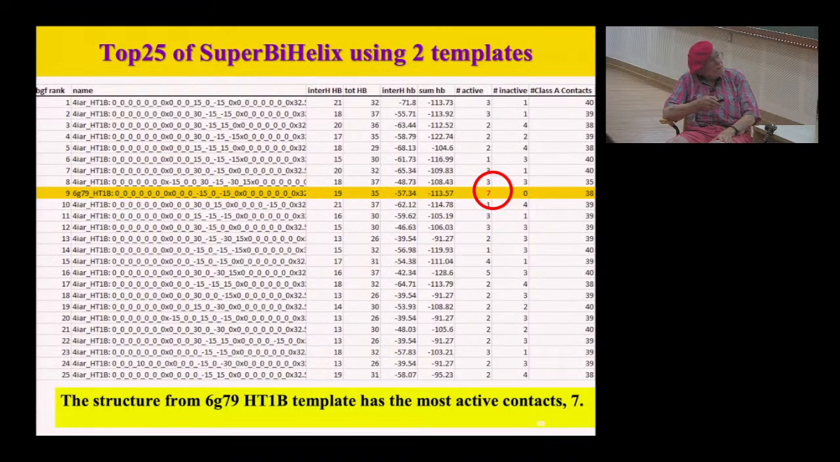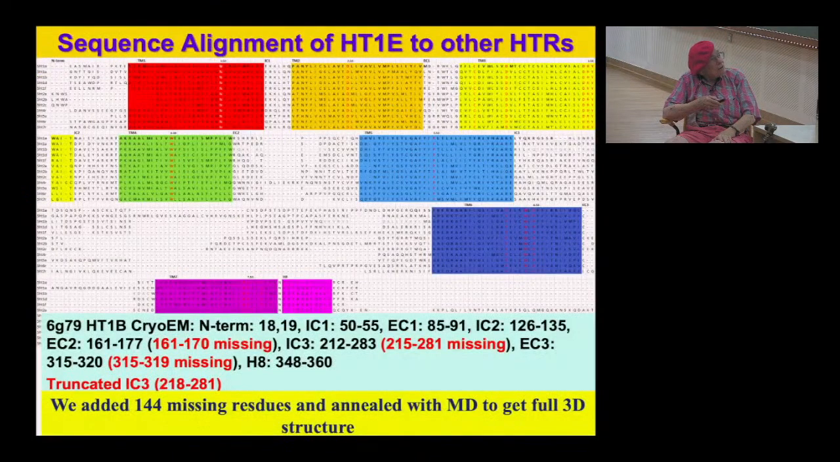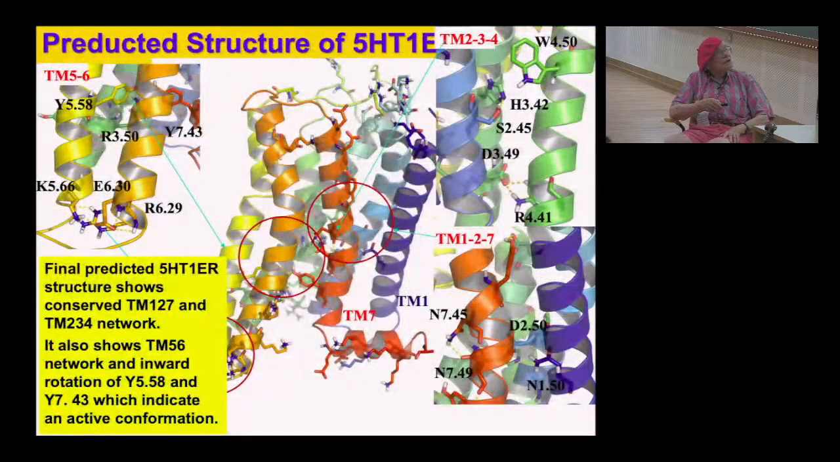Then we picked 2 of these structures. This is showing the sequence alignment of serotonin 1E to the other serotonin receptors. And all of these targets we were matching to, they're experimental structures, but they have missing residues. So it's nice to have the structure, but you need the residues also. So we added these 144 residues. We either use MD or meta-MD to get the full 3-dimensional structures. And so here's our final best structure for serotonin 1E.